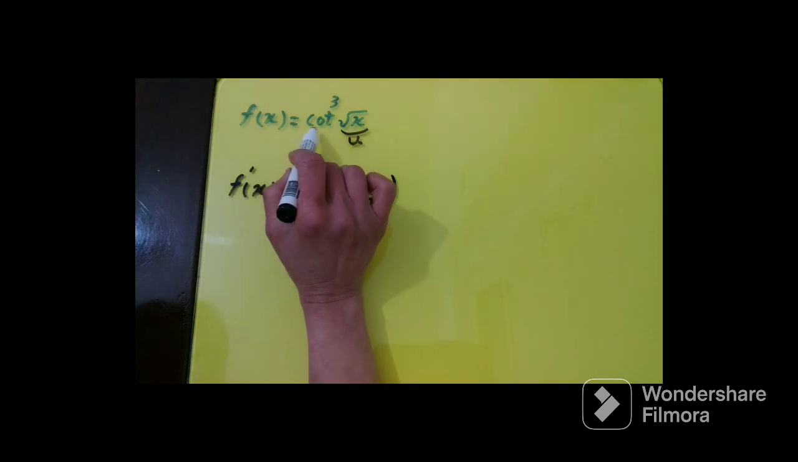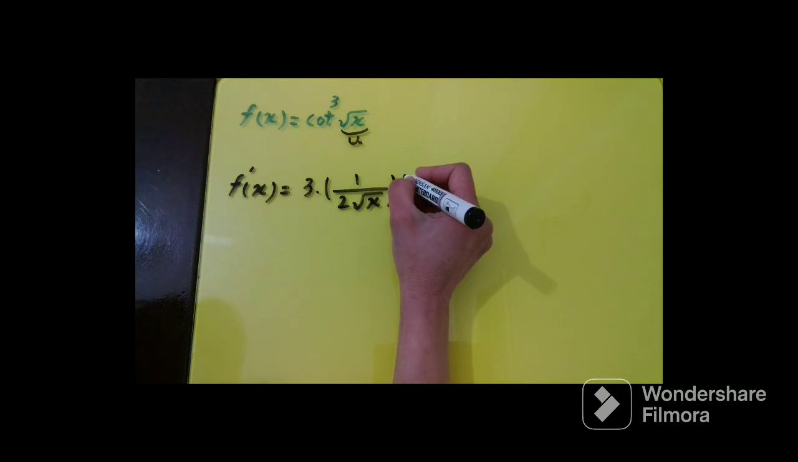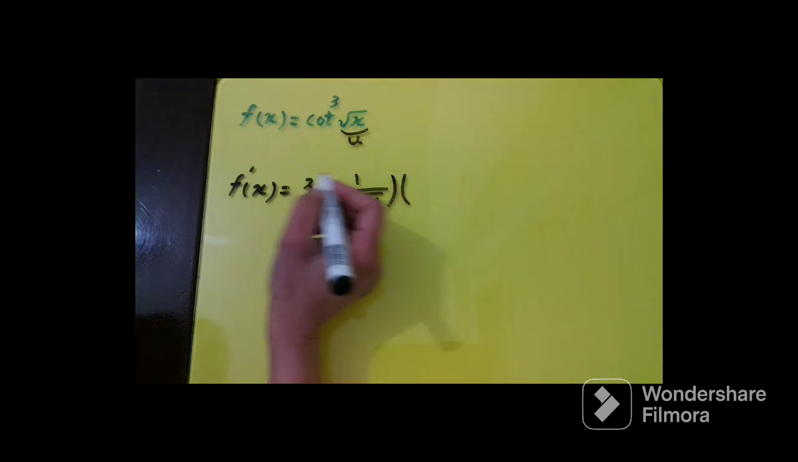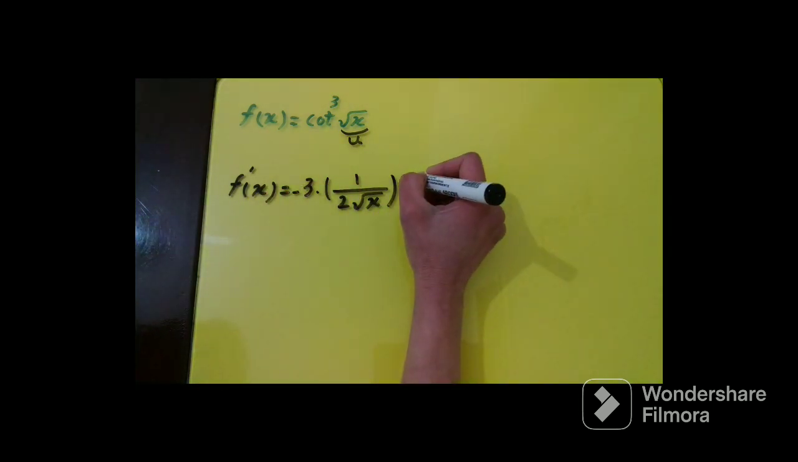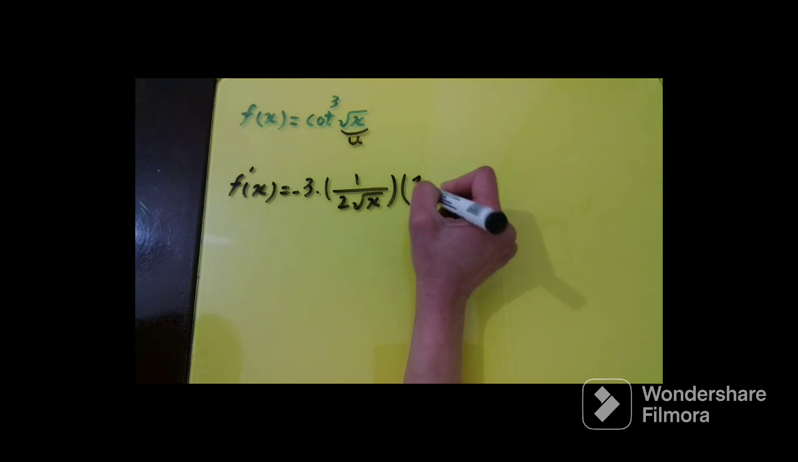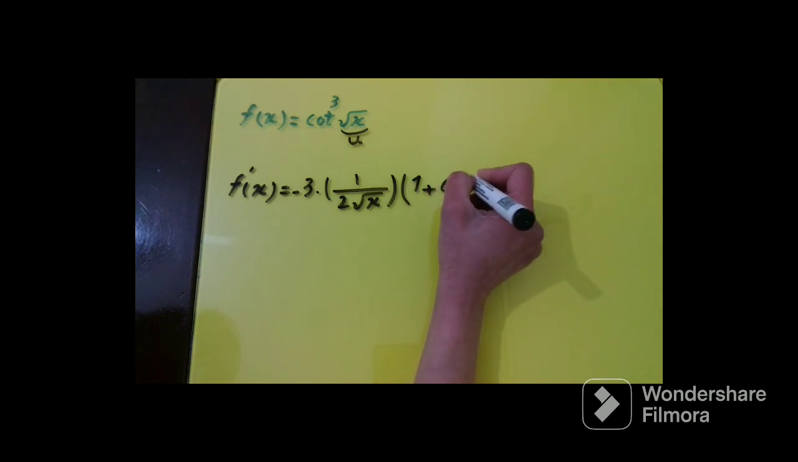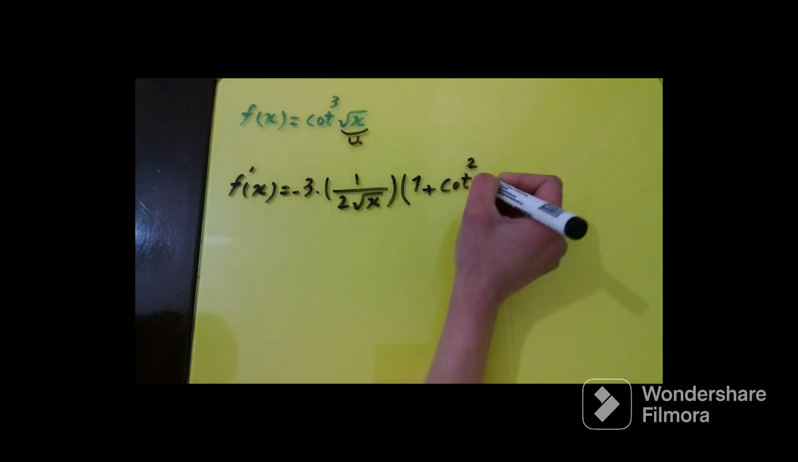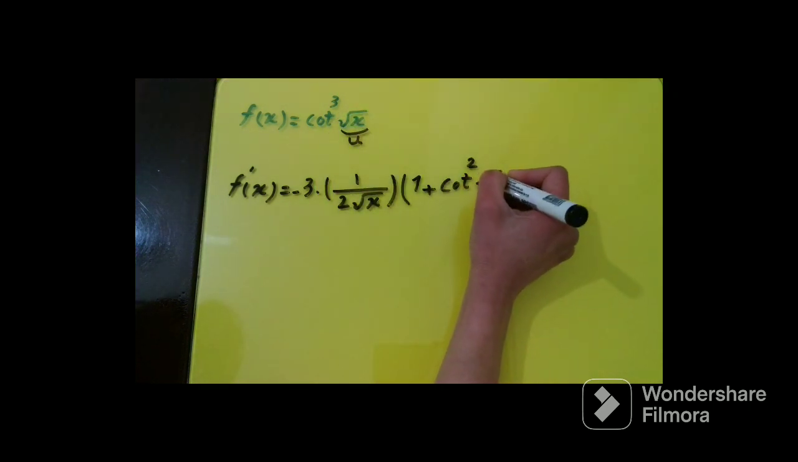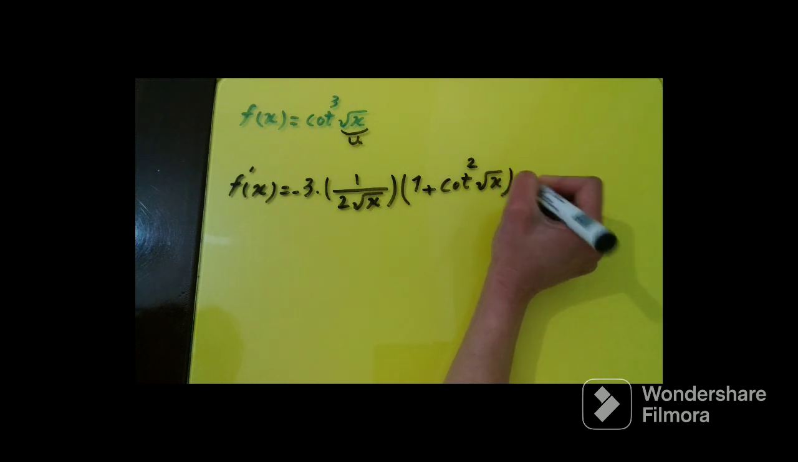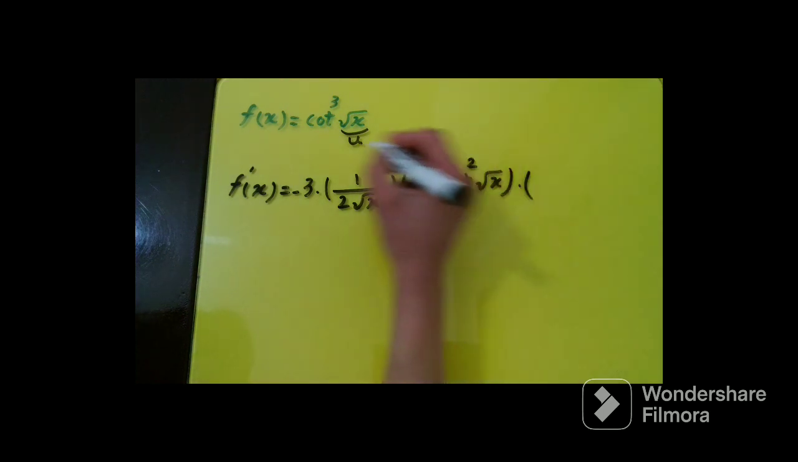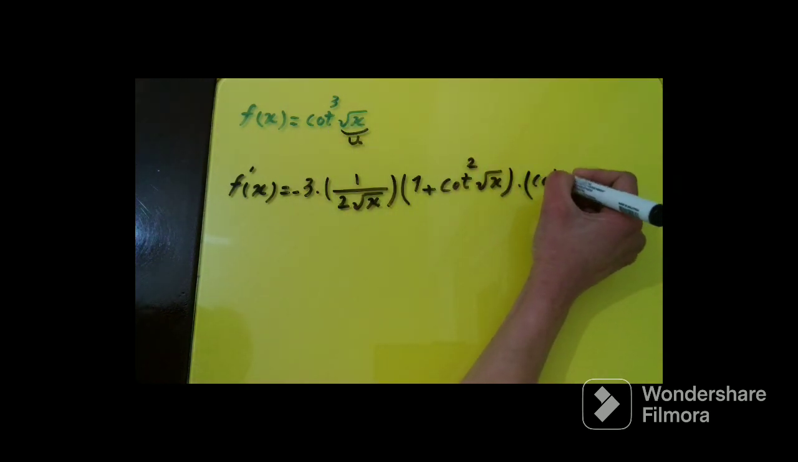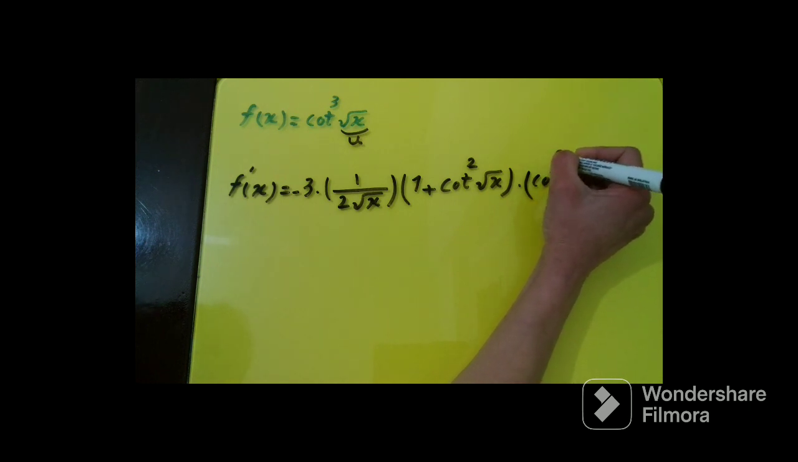Now you should get the derivative of cotangent. The derivative of cotangent is negative. You can write the negative here. 1 plus cotangent squared times. Now you should reduce the power by 1. It's cotangent squared.